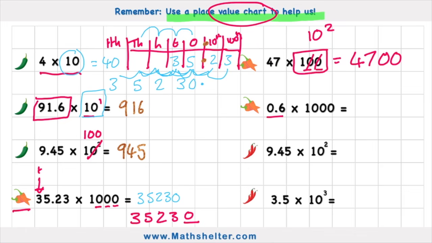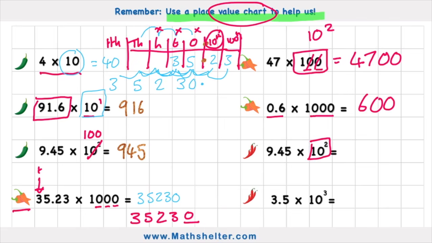0.6, a bit harder now. 0.6 times 1,000 is going to be moving everything 3 places. So if the 6 is in the tenths column, it's going to be going 1, 2, 3 into the hundreds column. So I have 6 hundreds. Put back my 2 placeholders. My answer is 600.